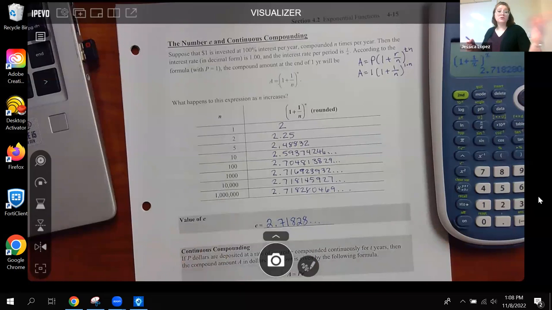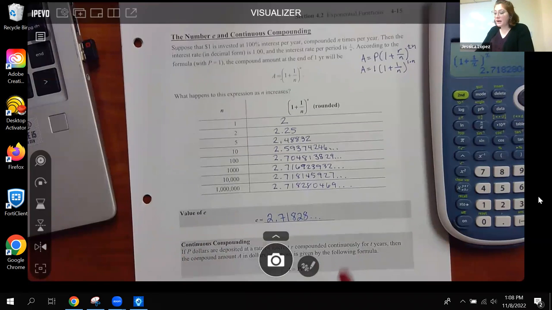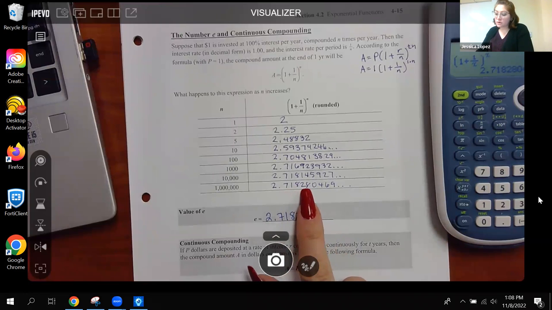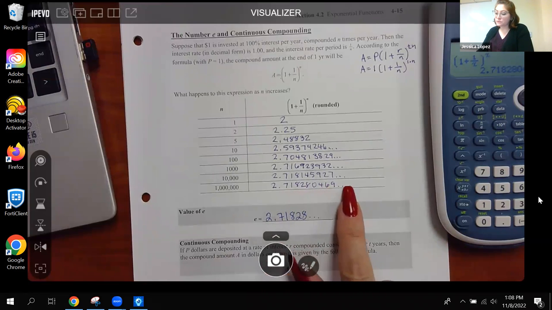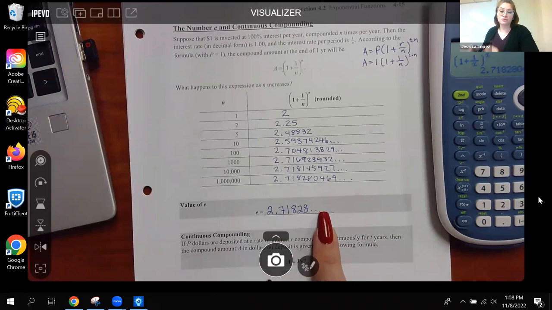Okay, now you could keep going. You could type in 1 billion, 1 trillion, and keep going. All that's going to happen is that these decimals will still always be the same, but these decimals will get closer and closer to the actual value of E. Okay, now E is one of those irrational numbers where the decimal value goes on forever and ever and ever and ever. Okay.